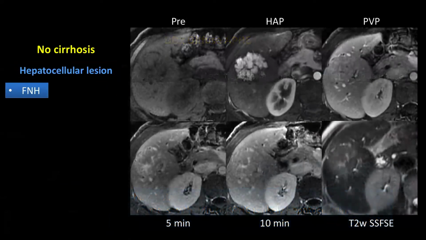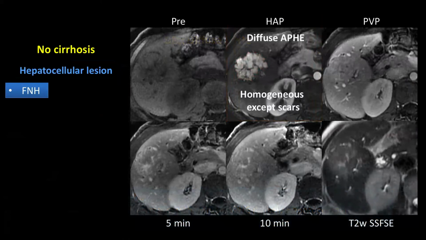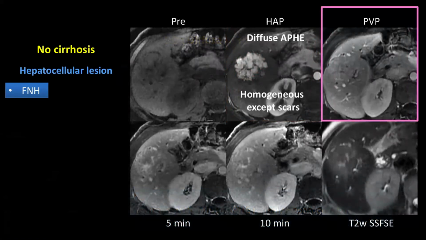Now, if you want to establish the definite diagnosis of FNH, then you need to see a lesion that looks like this. So let me draw your attention to the arterial phase. We see a lesion with diffuse hyperenhancement. Notice that the enhancement of this lesion is homogeneous, except for where there are scars. So homogeneity, except for the scars, is a sine qua non of FNH. Notice that in the portal venous phase, this lesion disappears, it fades.